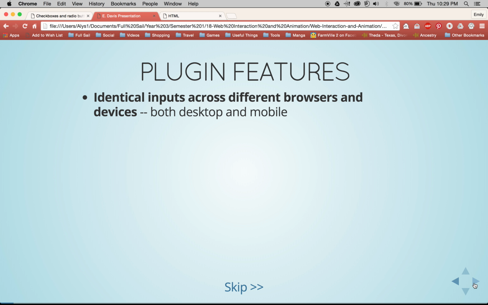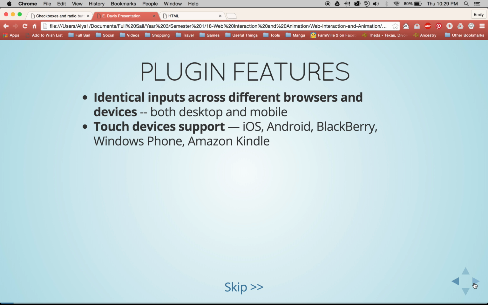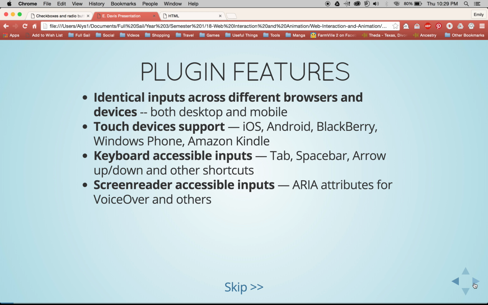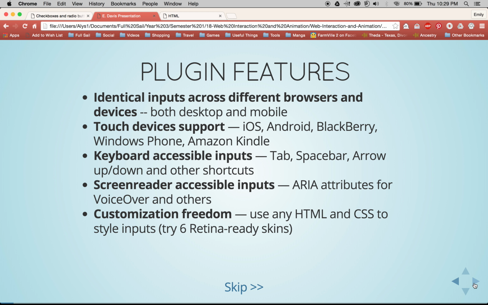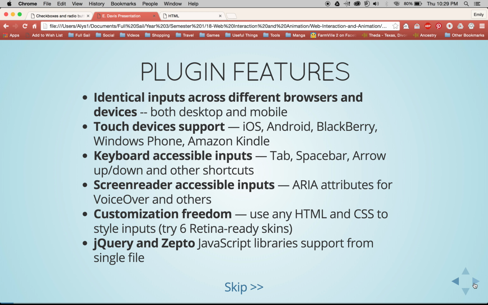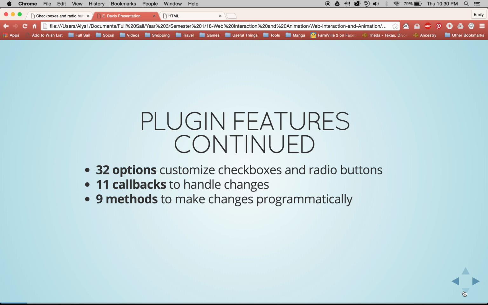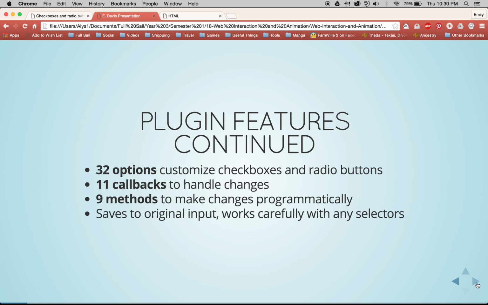Some of the plugin features are identical inputs across different browsers and devices, touch devices support, keyboard accessible inputs, screen reader accessible inputs, customization freedom, jQuery and Zepto, and it's a lightweight size. Also, there are 32 different options to customize checkboxes and radio buttons, 11 different callbacks to handle changes, 9 methods to make changes programmatically, and it saves to the original input and works carefully with any selectors.